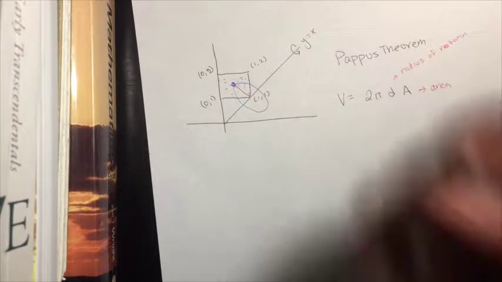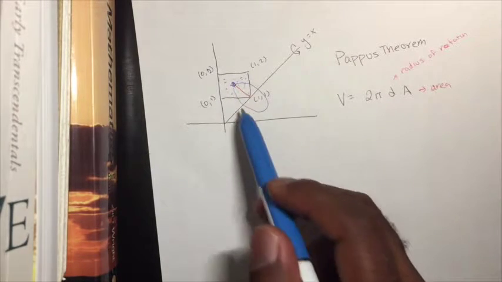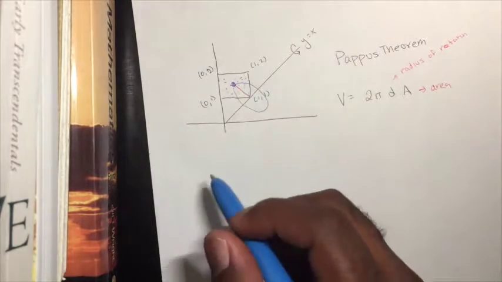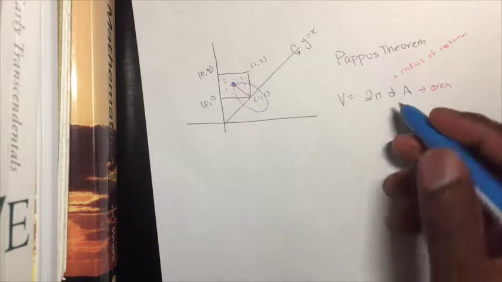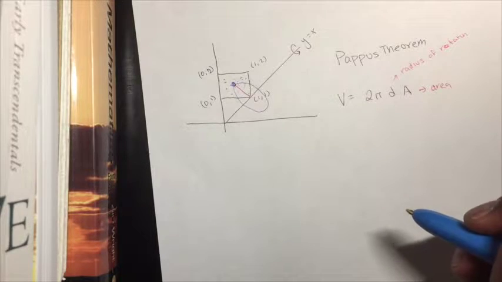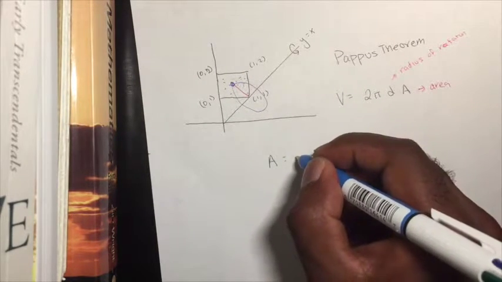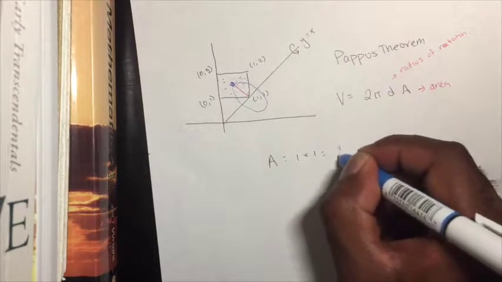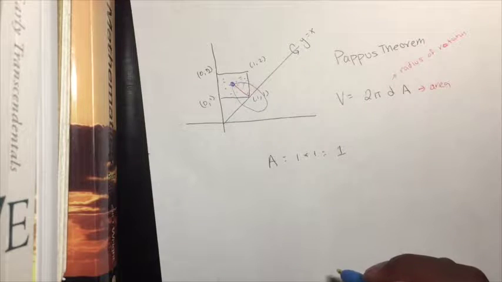So let's try this problem. We have a square that has sides of 1 and is located here, and we want to rotate this. So first of all, we want to find out the area. The area of a square with sides of 1 is very easy. 1 times 1 equals 1. So area equals 1. Now we need to find out the radius of rotation.